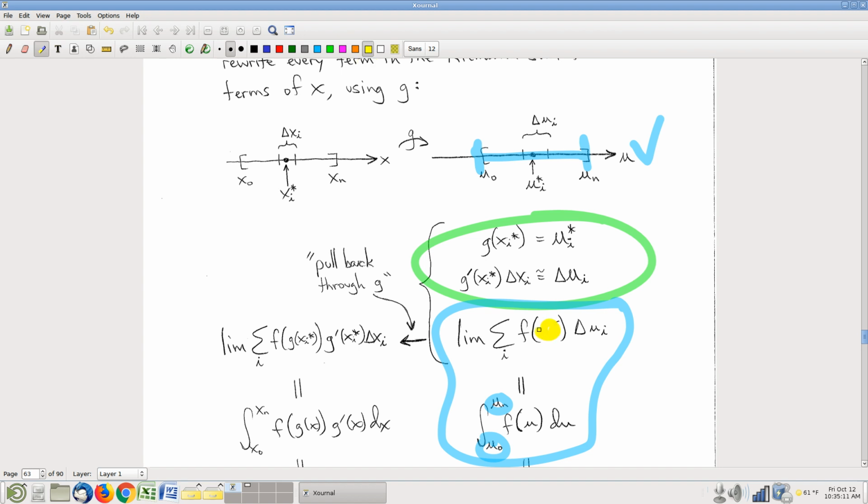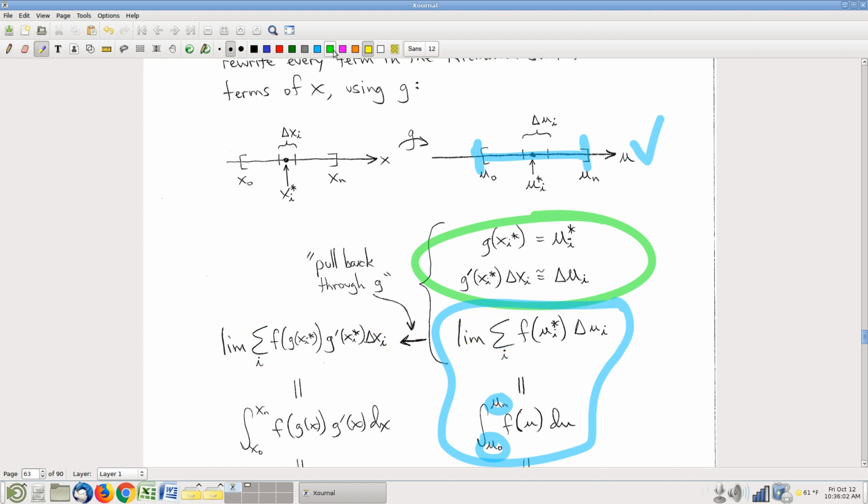So, for example, this ui star, that's g of xi star. We just talked about that. That's the fact that this point goes to that point. Let's plug it in. And then likewise, delta u, we just talked about, that's g prime delta x. This piece gets stretched out per the derivative to turn into that piece. And lo and behold, as a result of these two observations, note that this entire expression here has been rewritten as that expression.